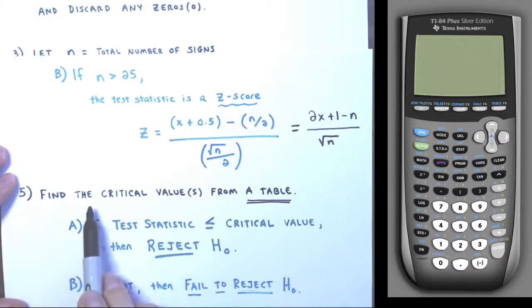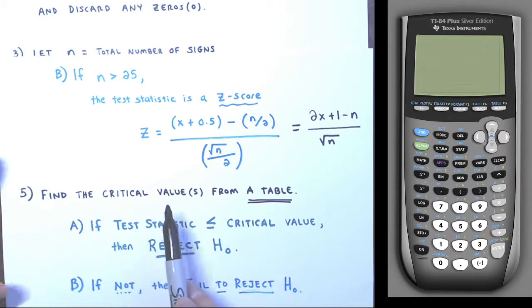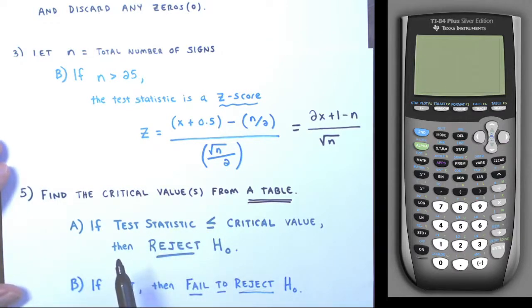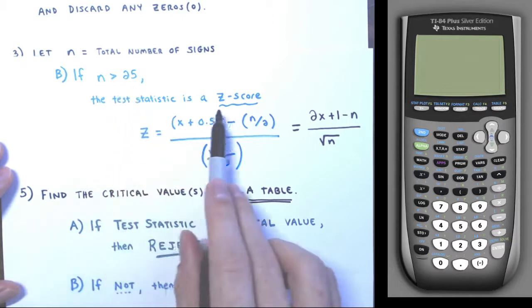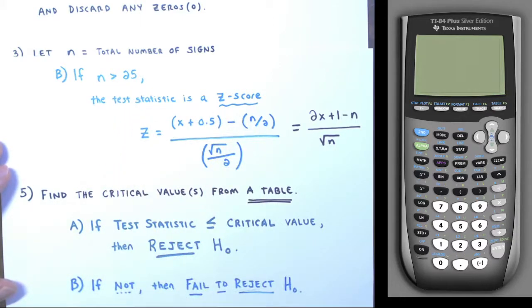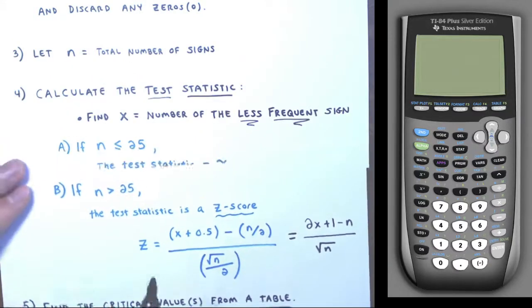So we find the critical value or values. You'll see I'll have an example coming up where we have a value of n greater than 25, so we're going to the z distribution, the standard normal, and you might come across a two-tailed test, right? Remember, two-tailed tests had 2 critical values.